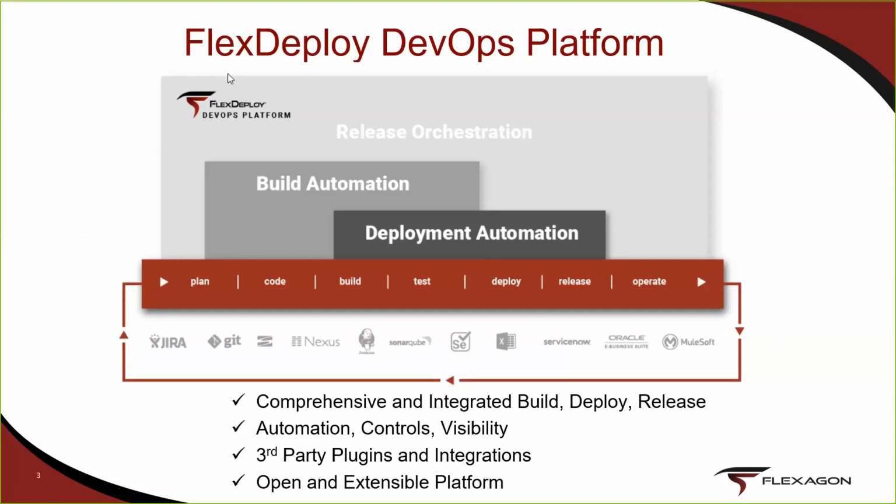And so not only do we have those broad platform features in build, deploy, and release, but there's many plugins and integrations to popular tools and technologies in the tool chain, whether it's on the front end with things like Jira, source control like Git and Subversion, and then throughout the entire tool chain, including some of the technologies that we're focused on today as part of this webinar, such as Oracle's E-Business Suite and SOA Suite, as well as containerization with things like Docker and Kubernetes.